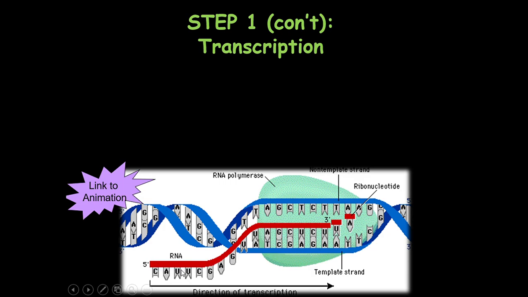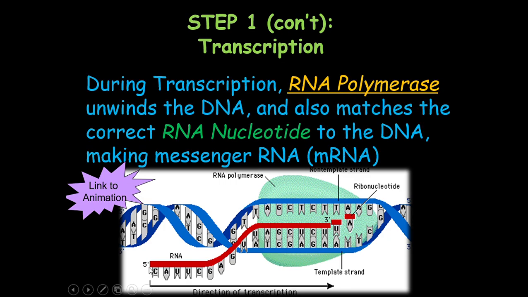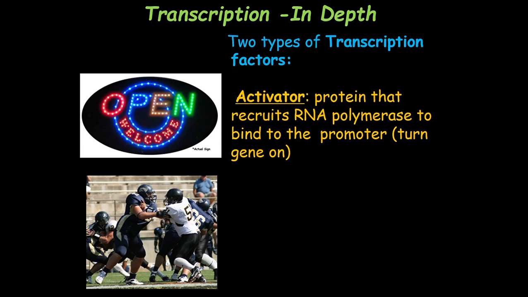And then this red thing here is called mRNA, messenger RNA. It's capable of now leaving the nucleus, okay, and going out into the cytoplasm, where we'll do translation. Okay, so RNA polymerase makes mRNA, which is a messenger molecule that can be used for the next step. Of course, there's more to it than this in transcription. I'll give you a little bit more information.